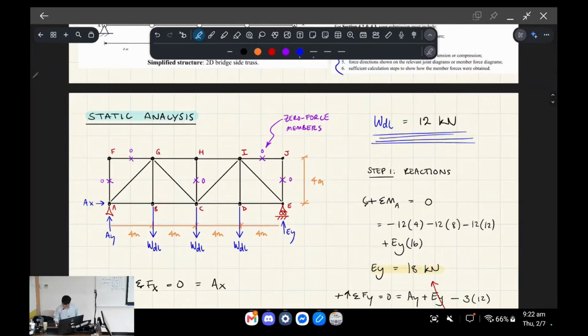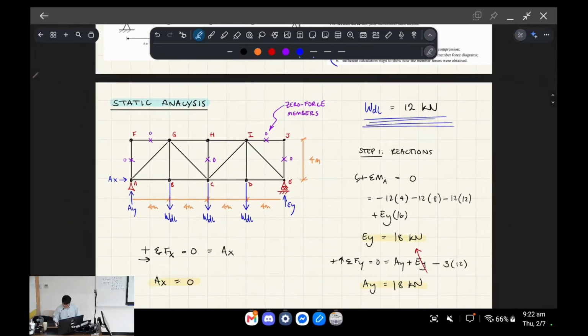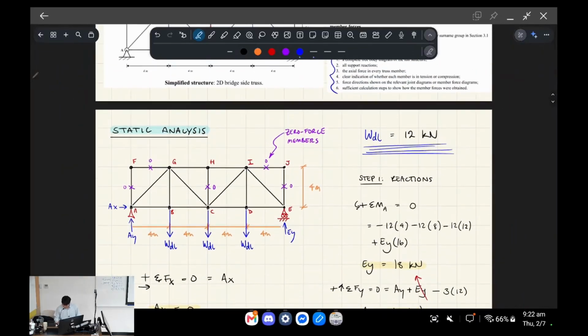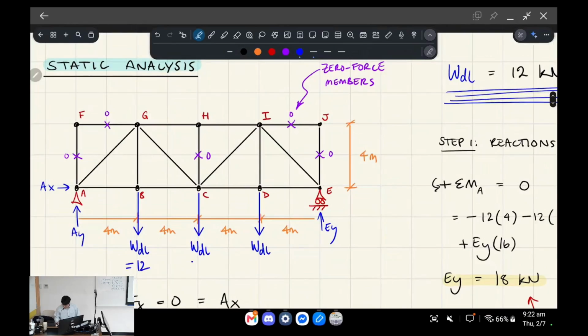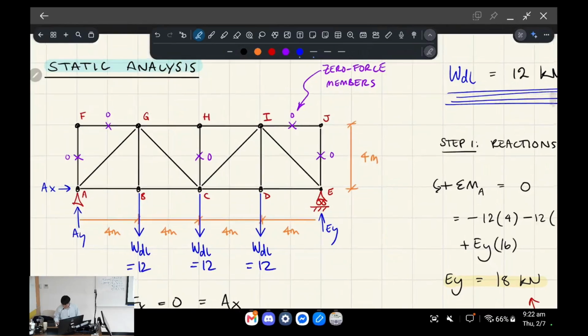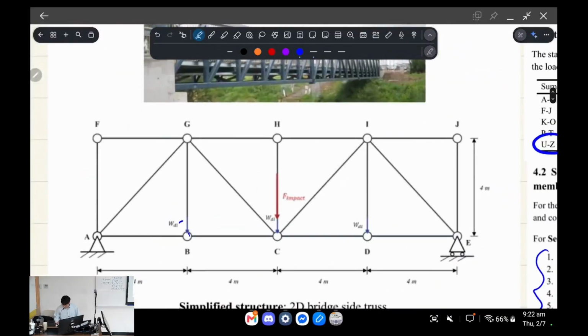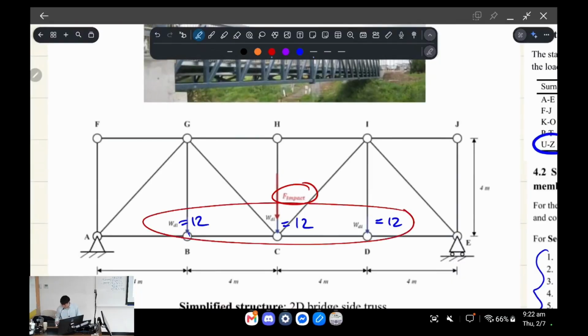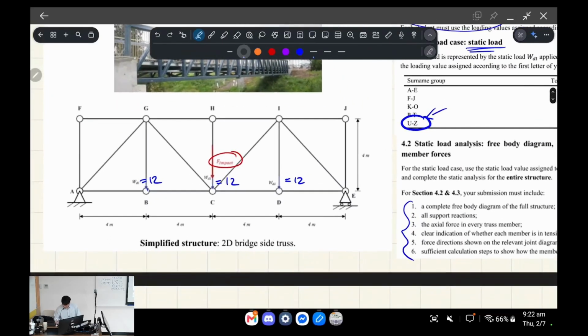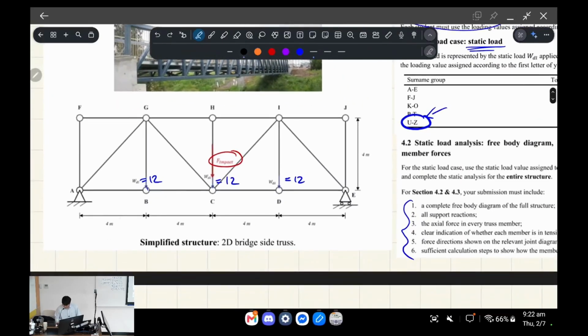So WDL is 12 kilonewtons, and that's basically saying that 12 kilonewtons is applied at every spot it says on the diagram. So this would be 12, this would be 12, this would be 12. And when you're looking at the dynamic case, you also have to consider the impact load. So it will be all those 12s and then also the impact load on top of that. And then the set geometry for this question: everything's 4 meters apart.